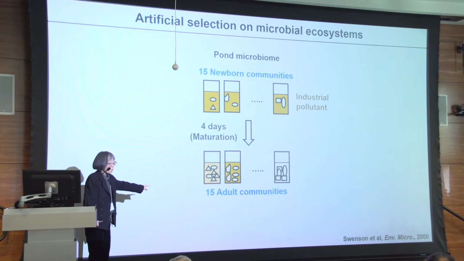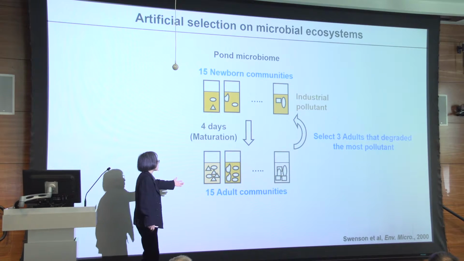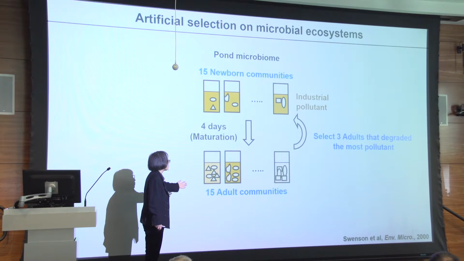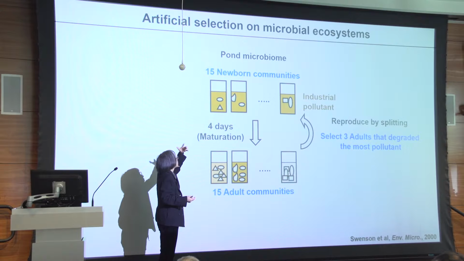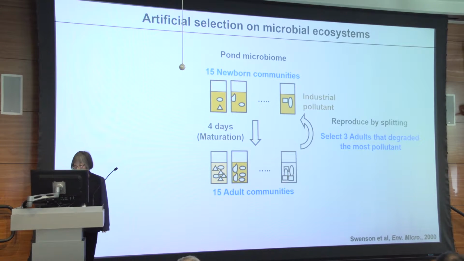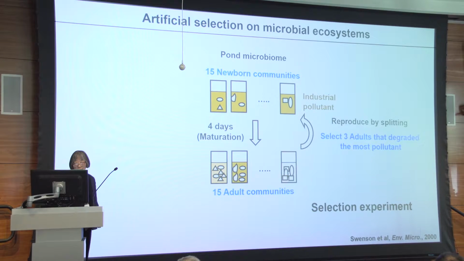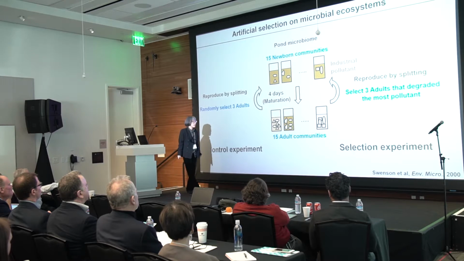So then the researchers will pick the 3 highest activity communities. Those communities have degraded the most pollutant, and they allow them to reproduce by randomly partitioning a community into multiple newborn communities so that you can have 15 newborn communities for the next cycle. This is what I call a selection experiment. Now, as a control, the researchers randomly select 3 adults and reproduce by splitting. And this I call a control experiment.